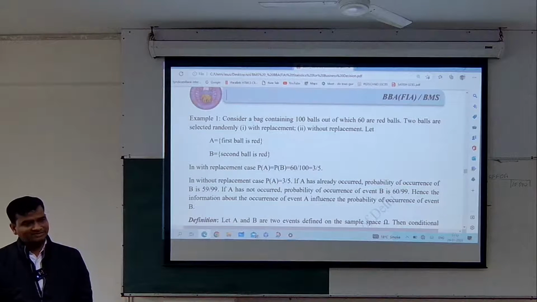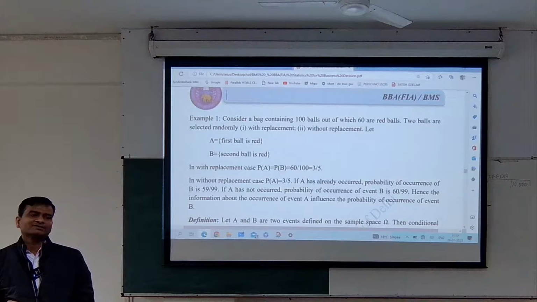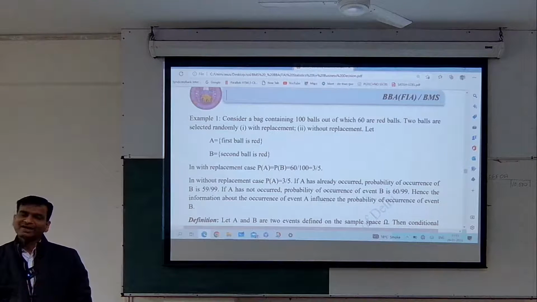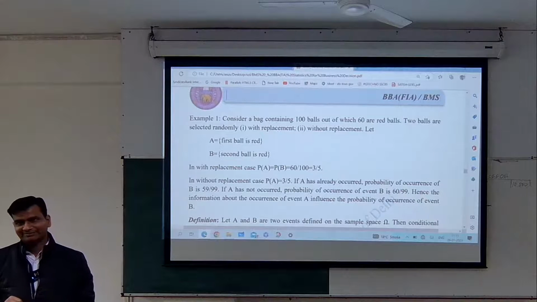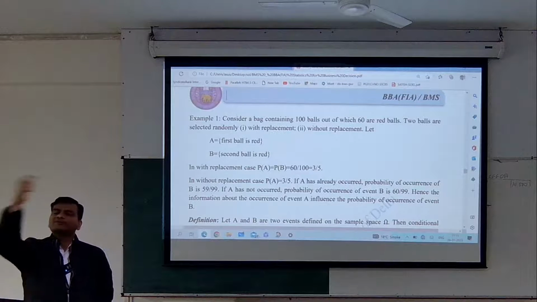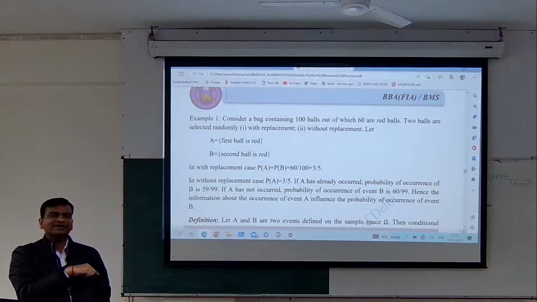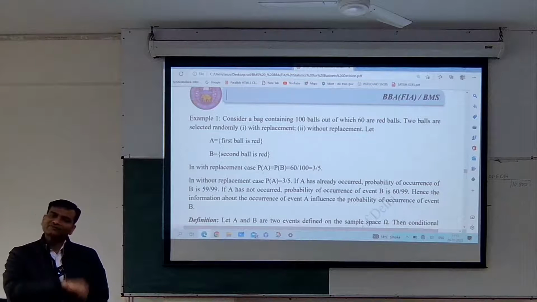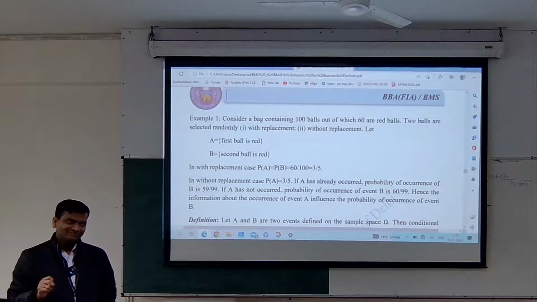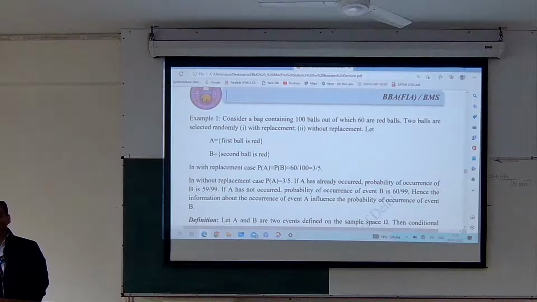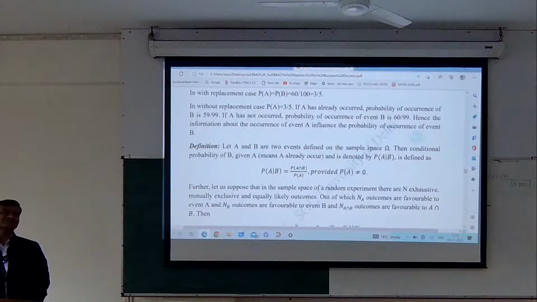Now you have 99 balls, not 100, and you also don't know how many red balls there are. If in the first draw a red ball went out, then there are 59 red; if in the first draw it was not red, then there are 60 red. So basically, now the probability of the second red ball would depend upon the first. If the first is red, the probability will be something else: 59 by 99, and if the first is not red, then 60 by 99. So therefore this example shows you the use of conditional probability. You must use conditional probability here instead of simple probability.